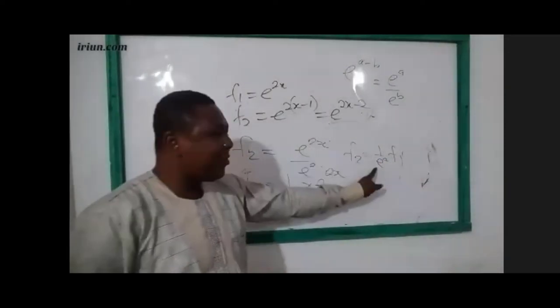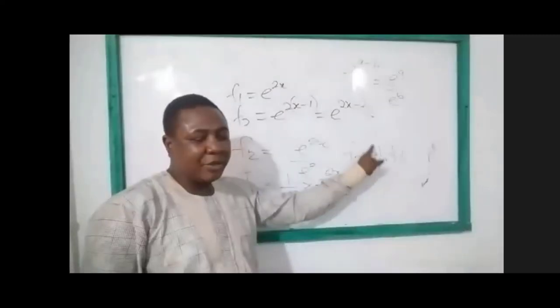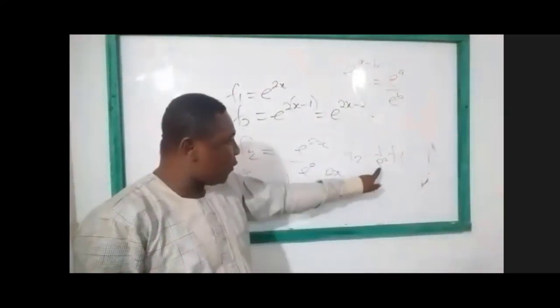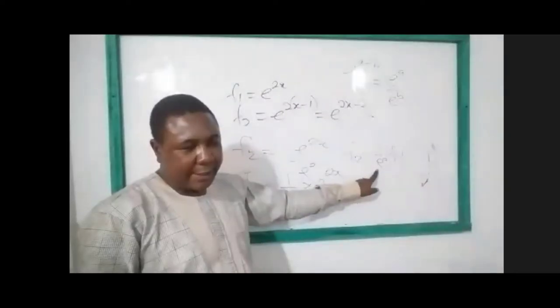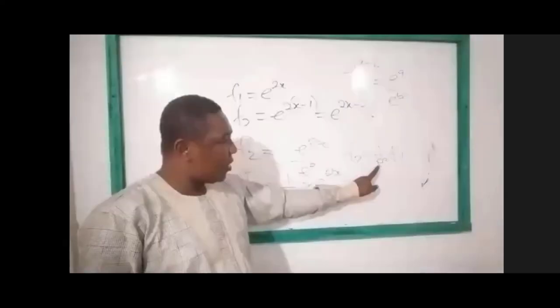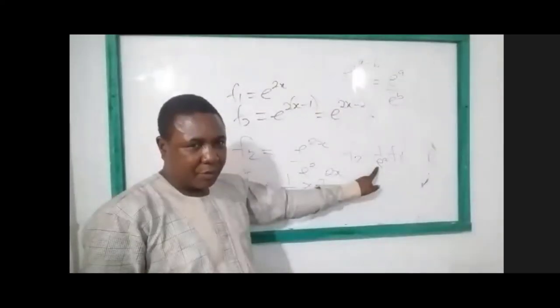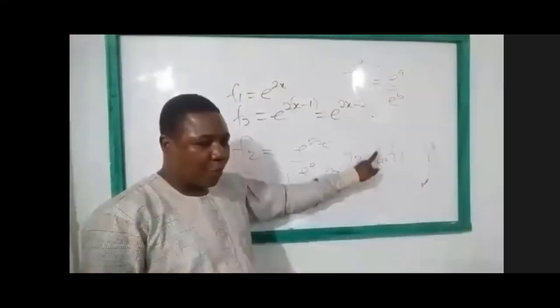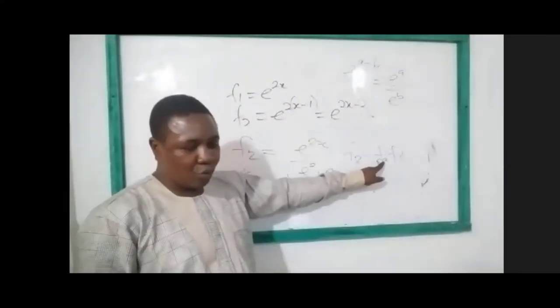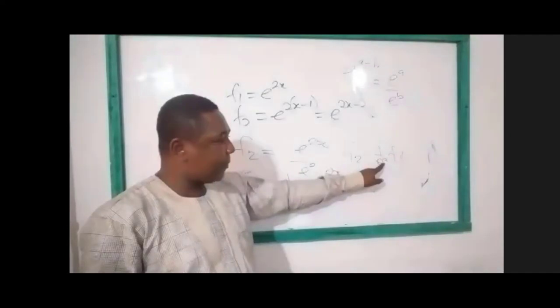Now this 1 over e raised to the power 2, you can also write as e raised to the power negative 2. You can leave it like that. 1 over e raised to the power 2 is a constant. e is called the Euler constant, a value 2 point something. And even if you use your calculator, e raised to the power 2 will give you an answer.